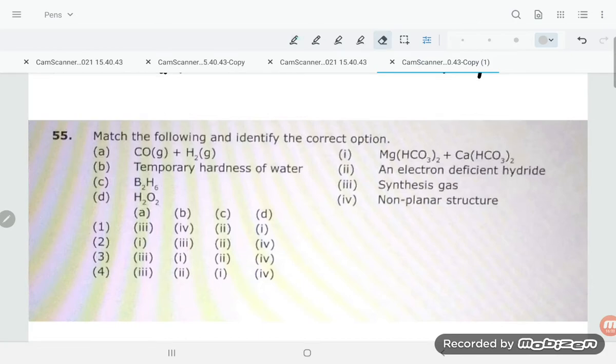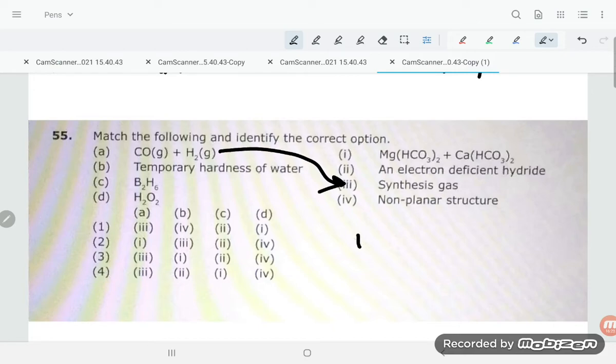So next problem, student: match the following and identify the correct option. Dear students, what is there? CO plus H2. Okay, so this is syngas. CO plus H2 is synthesis gas, that is syngas.